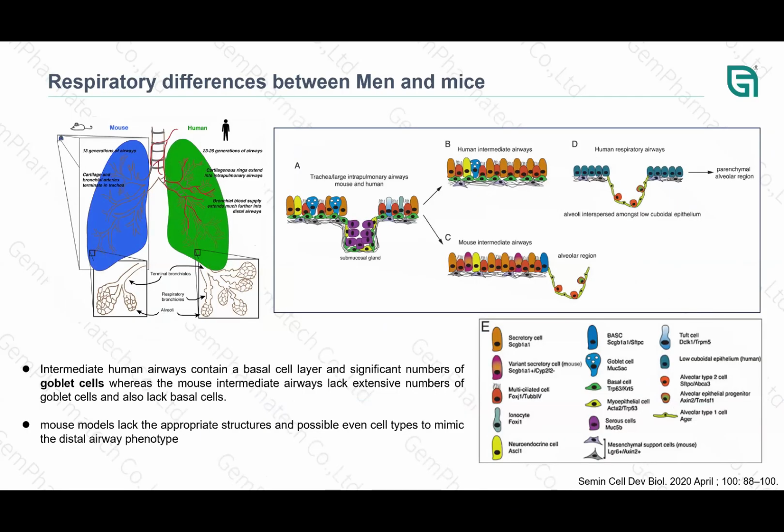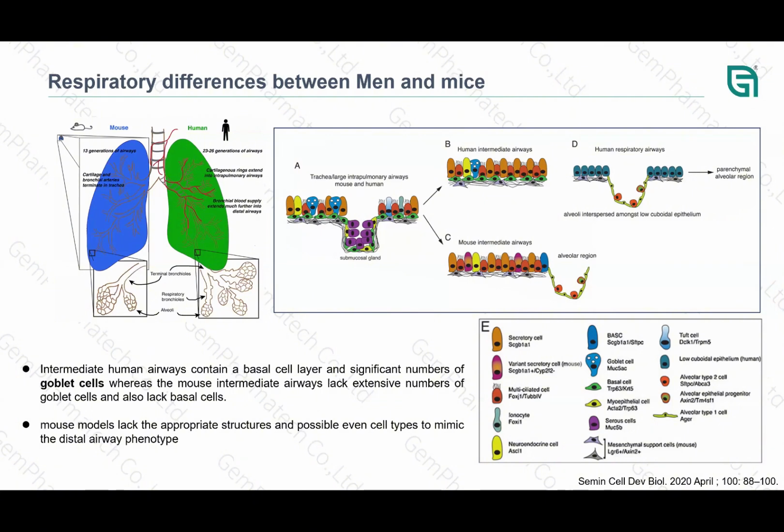And next, to inform our choice and application of mouse models, it is critical to first clarify the structural differences between the murine and the human respiratory tract, as these distinctions directly impact the translational relevance for drug development and our choice of preclinical trial.